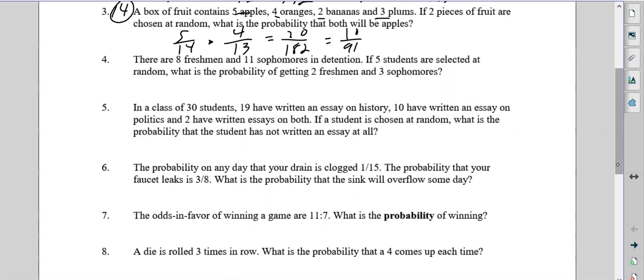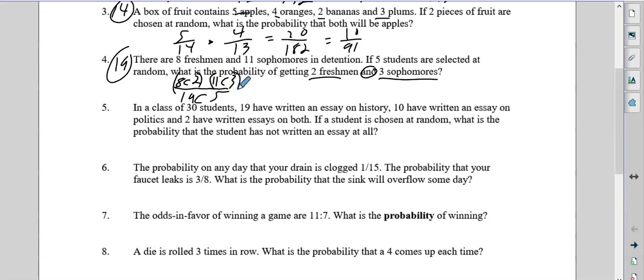All right, there's 8 freshmen and 11 sophomores. Once again, that's 19 total. Good to have that number. If 5 students are selected at random, what's the probability of getting 2 freshmen and 3 sophomores? Okay, this is when we're going to use our calculator. You don't have to right now, but we're choosing, remember, 5 total students out of 19. So that's 19 combination 5 on the bottom. And then we just look at the 2 separate groups. We're choosing 2 freshmen out of 8, and we're choosing 3 sophomores out of 11.